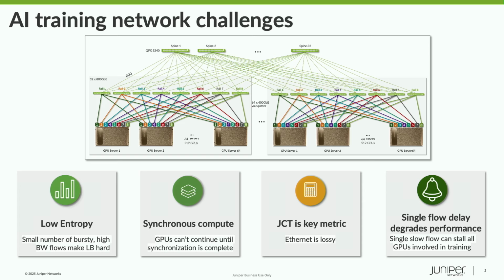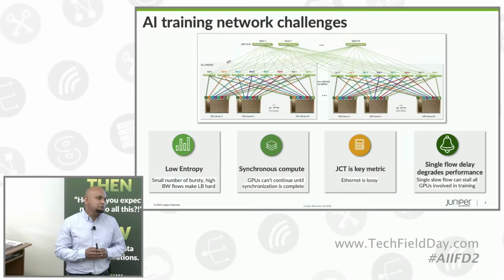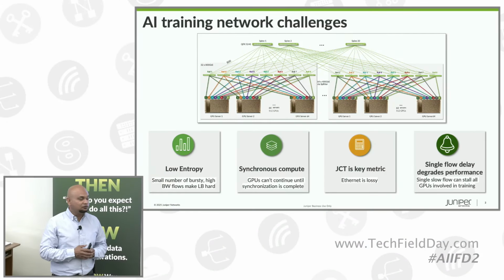So most of this RoCE is over UDP, and also there is very low entropy. So there are very few flows, they're bursty flows, high bandwidth, and some of them live throughout the training. So that's the first challenge, in the property of the flow.